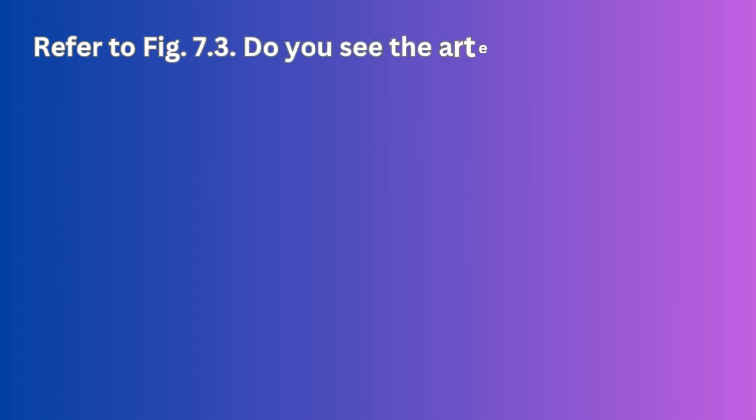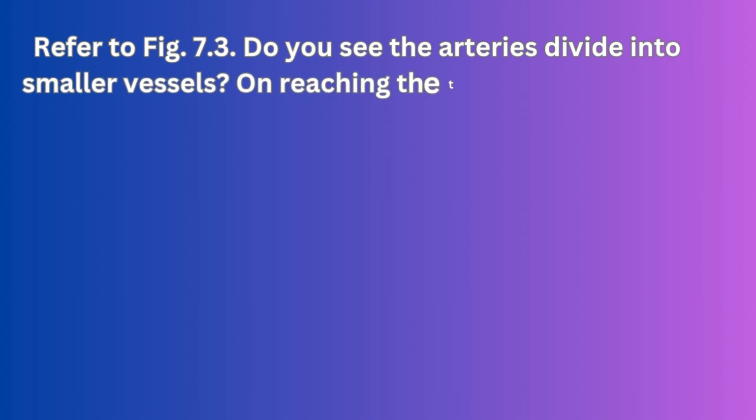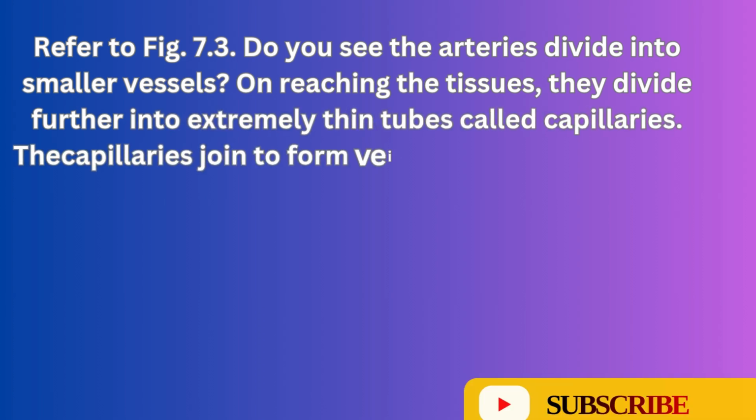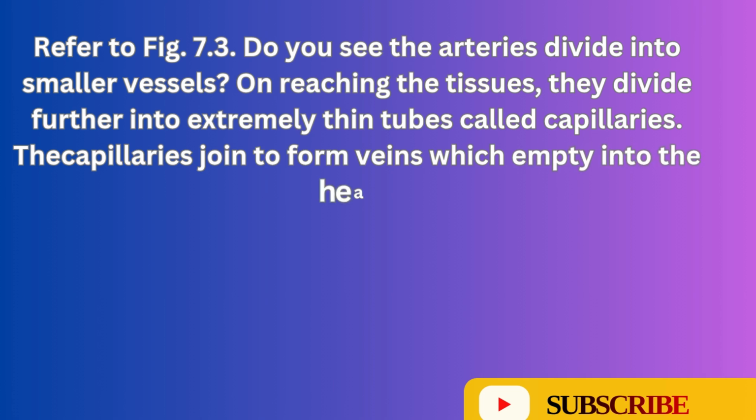Refer to Figure 7.3. Do you see the arteries divide into smaller vessels? On reaching the tissues, they divide further into extremely thin tubes called capillaries. The capillaries join to form veins, which empty into the heart.